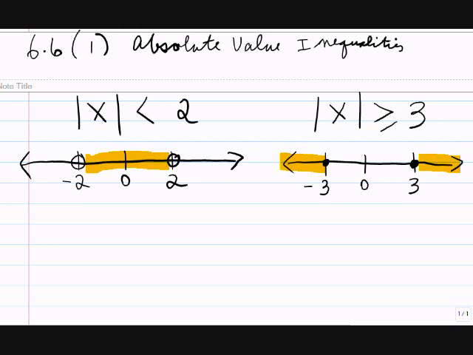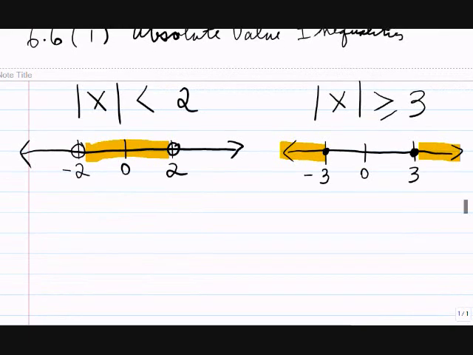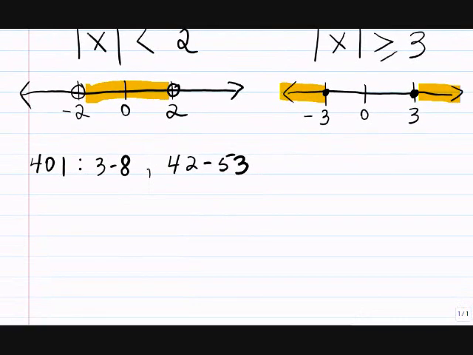So let's try a few of these. These are from page 401. Three through 8 are going to be the problems where we'll do the absolute value, and then 42 to 53 will be review problems. For 42 to 53, yes, you can grab a piece of graph paper. I'll have some of that out in a minute.